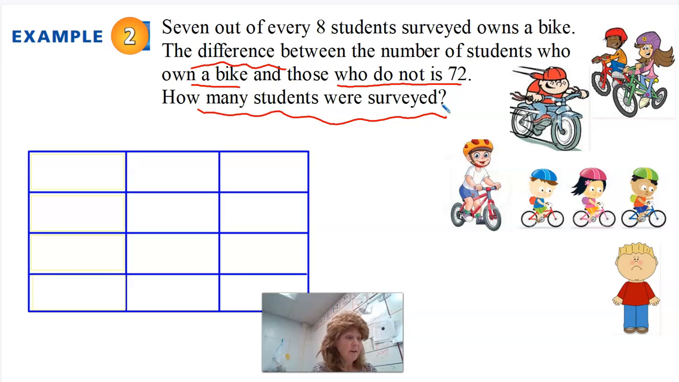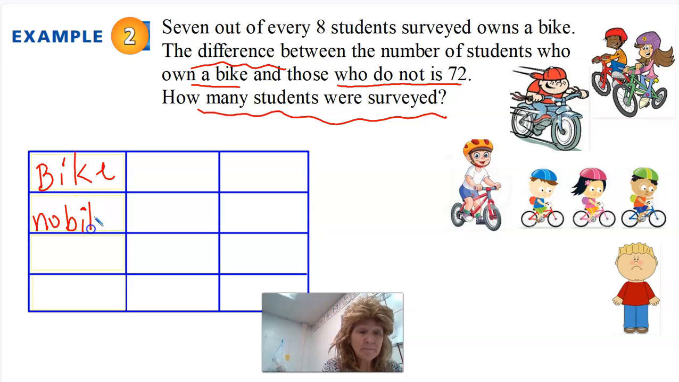That means I'm trying to figure out how many there were altogether, right? So let's see what information I can fill into a table and see what I get. So I'm thinking what I need to do is, I want to say there's a number of students who have a bike. It's kind of like the dog, no dog one that we did. And then I have a no bike, right? So there is a bike and there's a no bike.